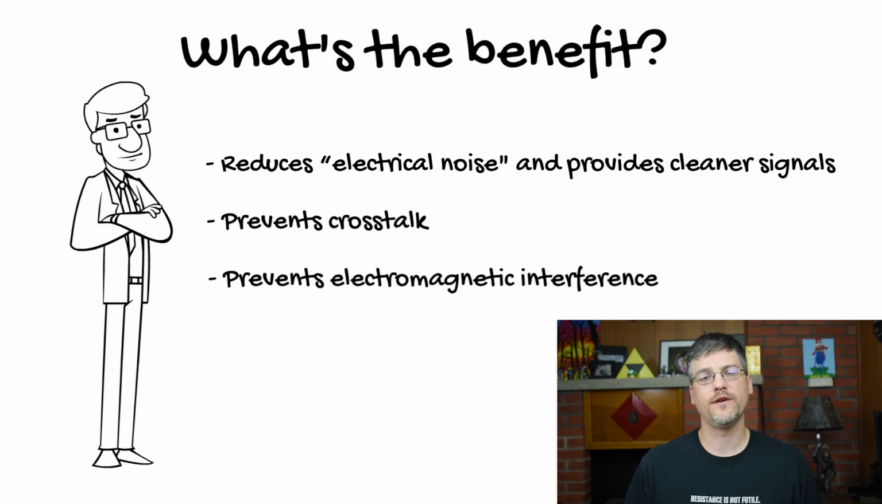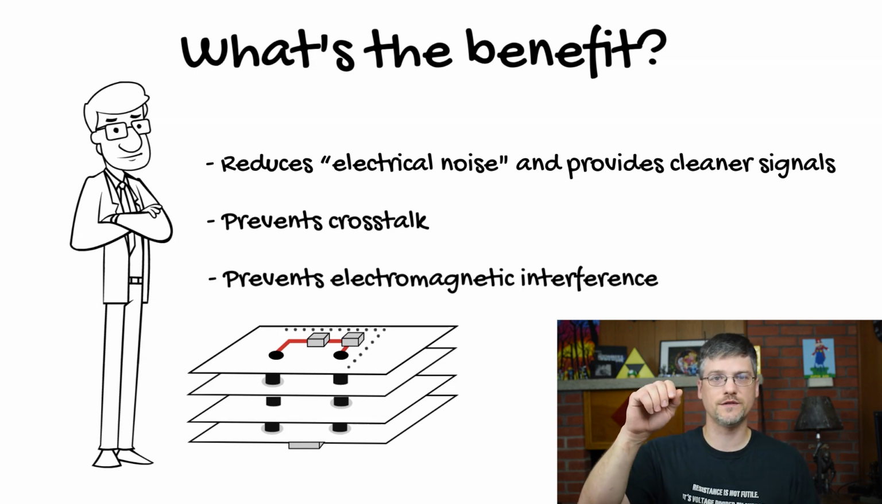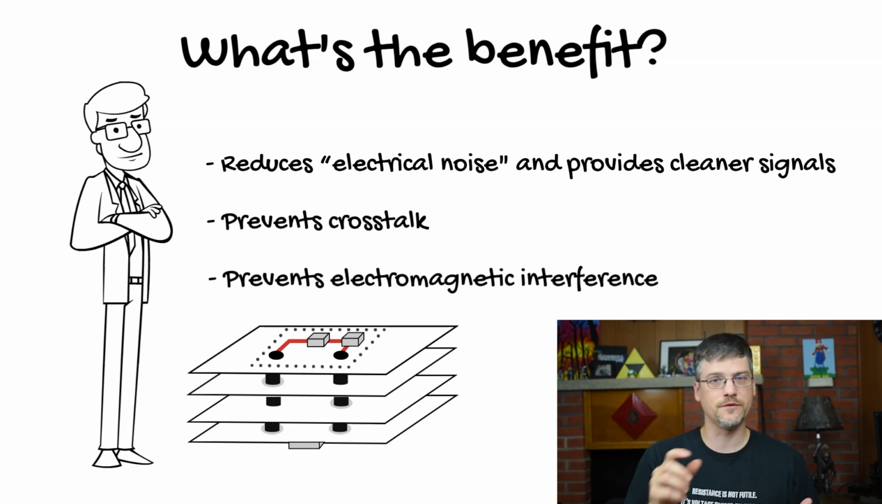Grounding can also help prevent electromagnetic interference, both internal or external, from affecting different parts of your board. A way that you can help implement that is through stitching, which is placing vias around either the entirety of your board or just around sensitive areas of your board.